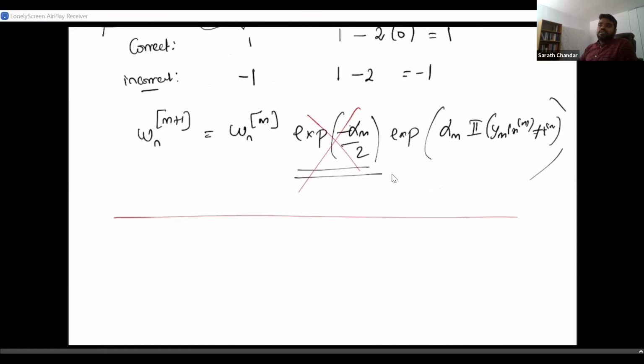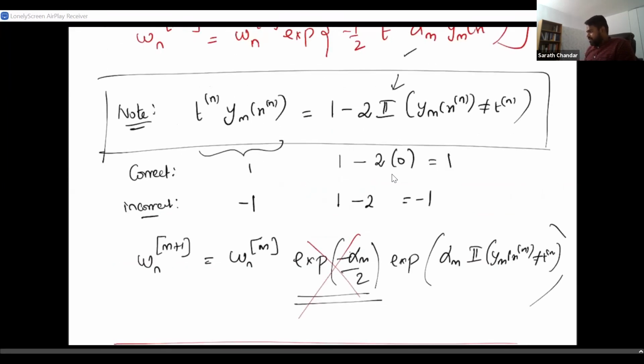what is this exponential error function doing? Okay, so can you repeat? So repeat which part? This one?